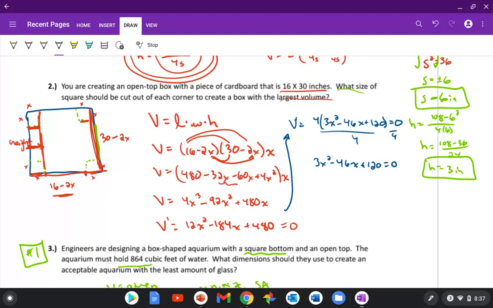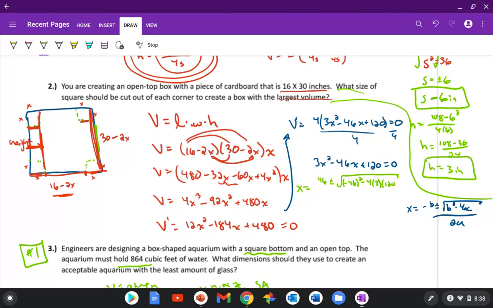In this one, we actually want to use the quadratic formula, which is good because that's a tool that you're supposed to just know for the AP test. So hopefully you have that memorized. Quadratic formula, x equals negative b plus or minus the square root of b squared minus 4ac over 2a. So let's go ahead and apply that to this problem. We get x equals 46 plus or minus the square root of negative 46 squared minus 4 times 3 times 120, all over 2 times 3.